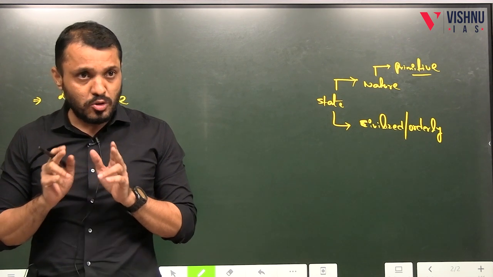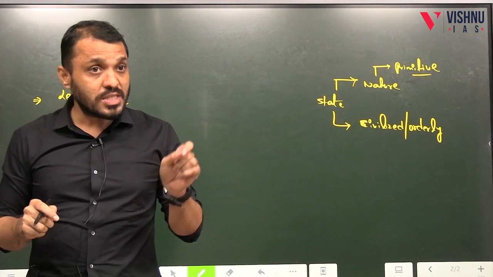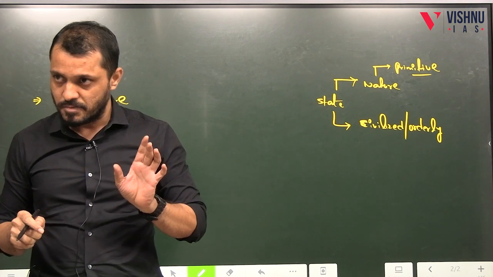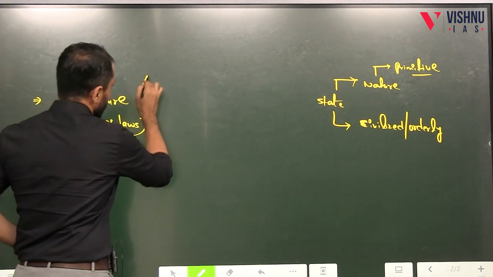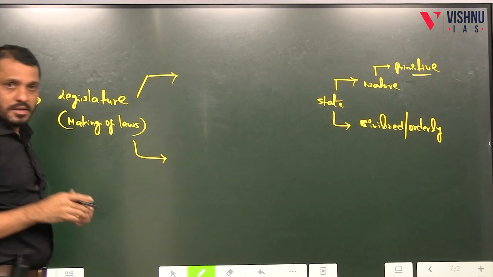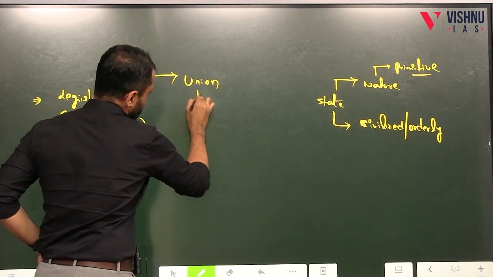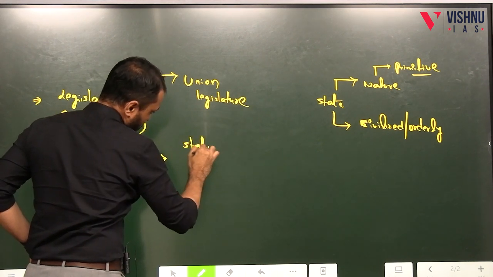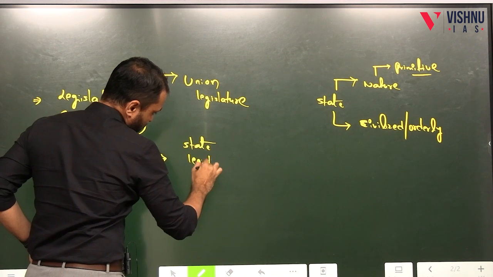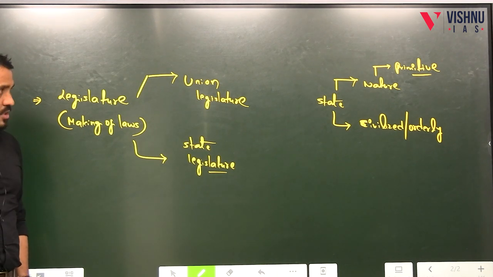That means laws can be of two types based on the jurisdiction. If the laws are applicable to the entire nation, they are known as union laws. If laws are applicable only within the state, they are known as state laws. That means based on the jurisdiction, we can divide the legislature into two ways: one is the union legislature, and the second one is the state legislature. Union legislature and state legislature.